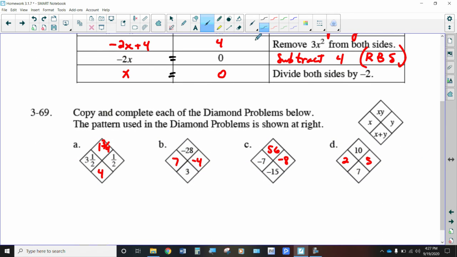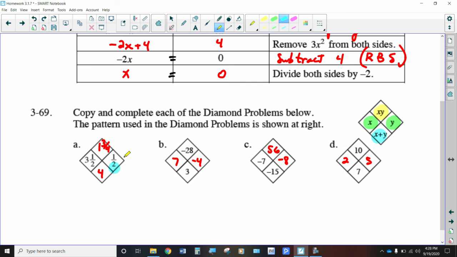And now for the diamond problems. Remember, these are the 2 magic numbers. When you multiply them together, you get the answer on the top. And when you add them together, you get the answer on the bottom. So multiply 3 1/2 times 1/2 to get you 1 3/4, and add them together to give you 4.